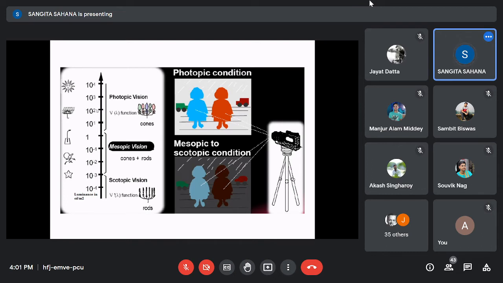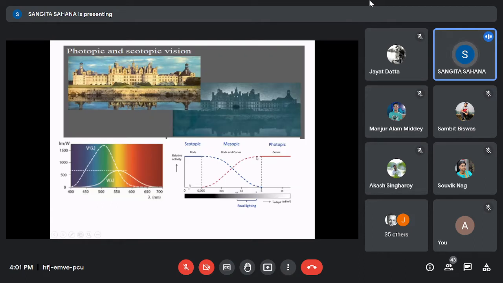So these are the different luminance values. When the luminance value is decreasing towards the dark, the cone functioning is reducing. And when the light level is increasing from low to high, the functioning of the cone is increasing. So the value of M at scotopic vision is 0. The value of M at photopic vision is 1.